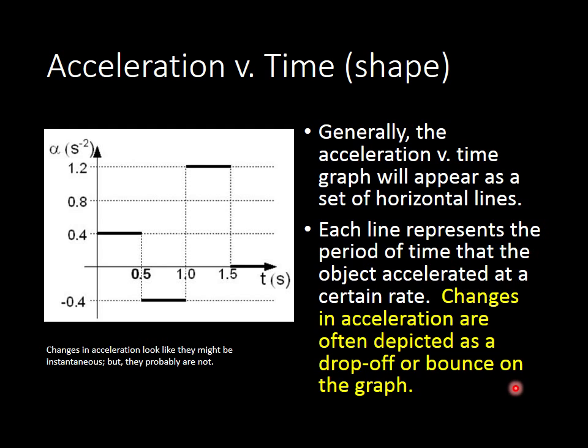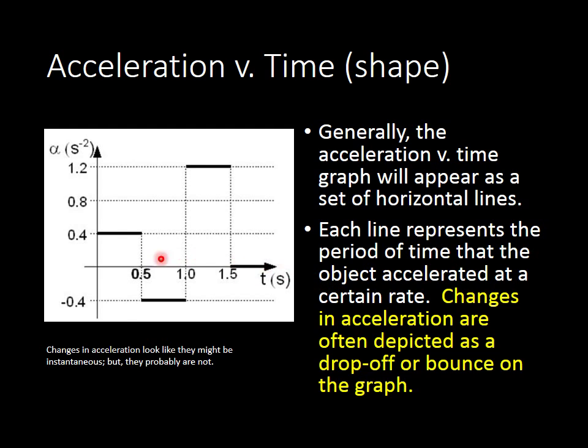Now, normally, acceleration versus time appears as a set of horizontal lines. And in this class, this is the type of acceleration versus time graph you will always see. But it's important to know that these could be sloped lines. And if that was happening, then it would look a little bit different from that.